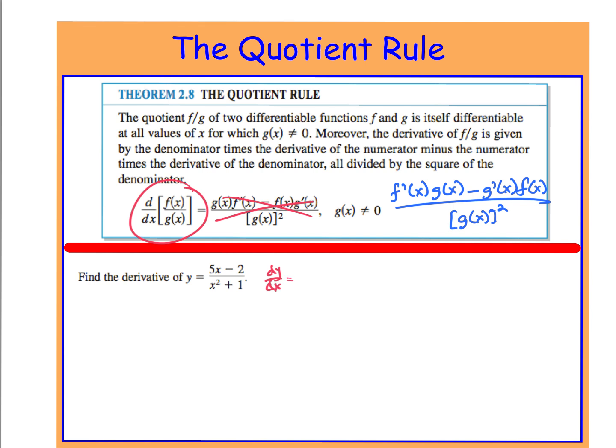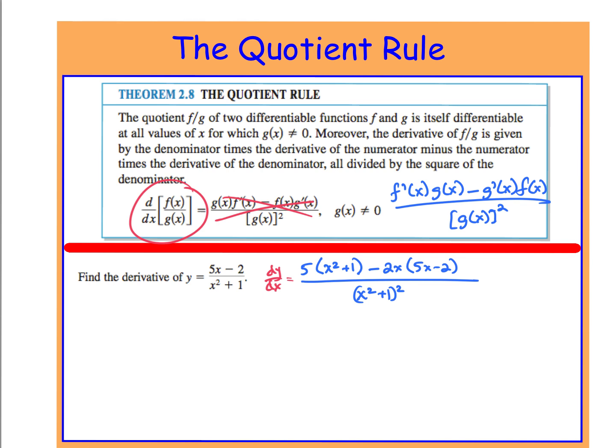So we take the derivative of the top. So what's the derivative of the top? 5 times the bottom. So the bottom is x squared plus 1. And then minus. Now it's the derivative of the bottom. And so what's the derivative of the bottom? 2x times the top, 5x minus 2, all over x squared plus 1 quantity squared.